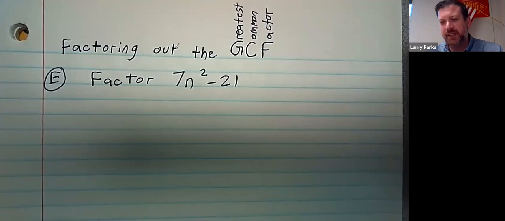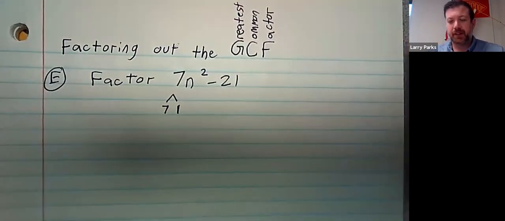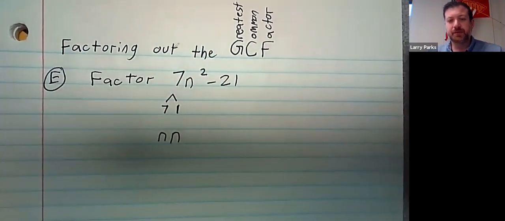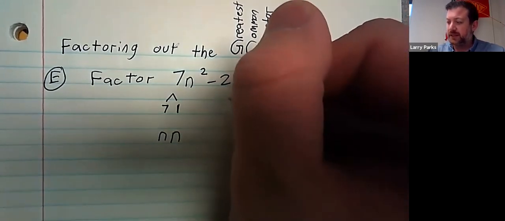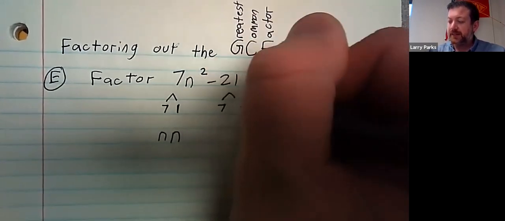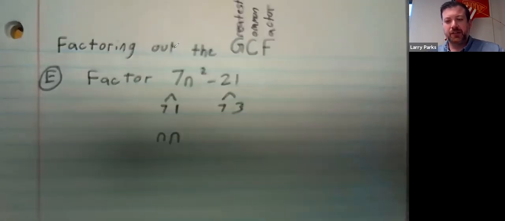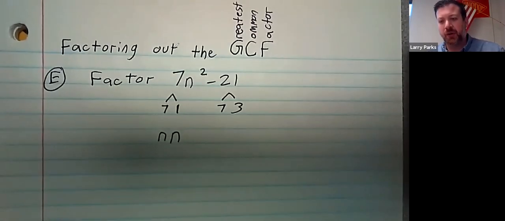So when I look at 7n squared minus 21, I look at the terms, and for some students, it helps when I factor it out. So 7 is 7 times 1, and n squared is n times n, and then I think of 21 is 7 times 3. You do not have to do it this way. I'm just kind of showing it as breaking down the factors. For some kids, this helps them a lot.